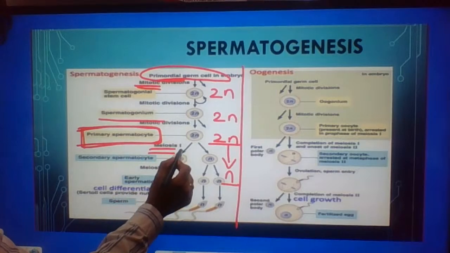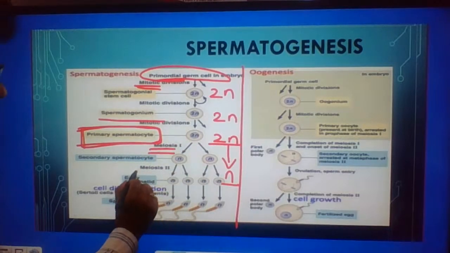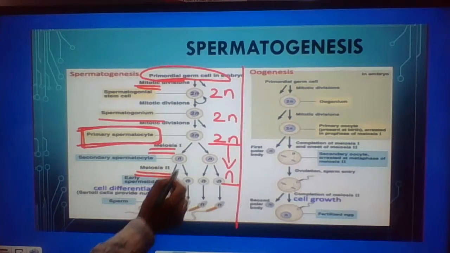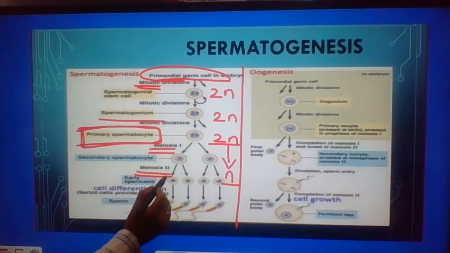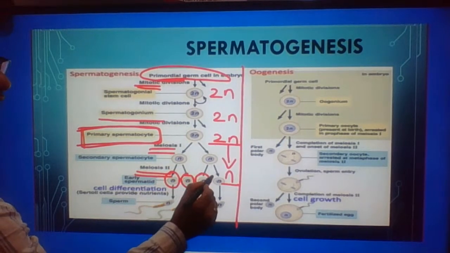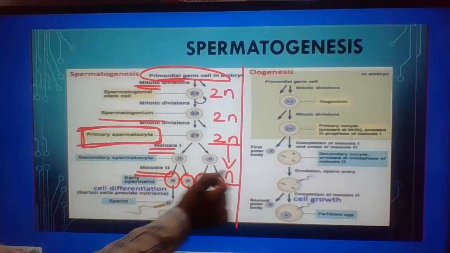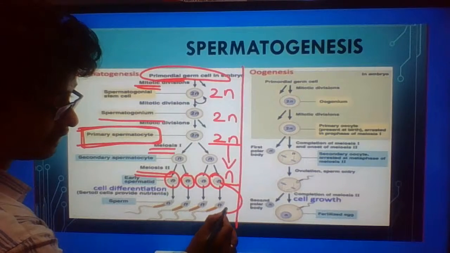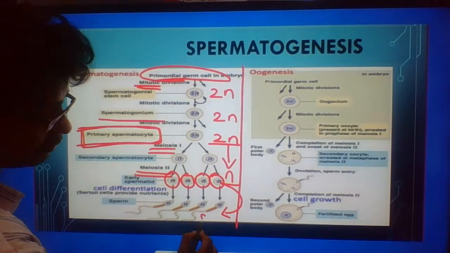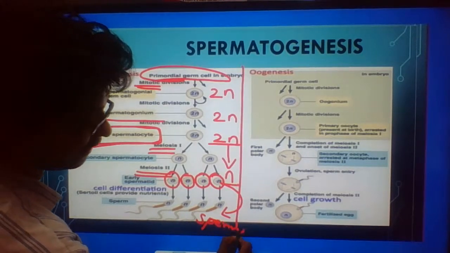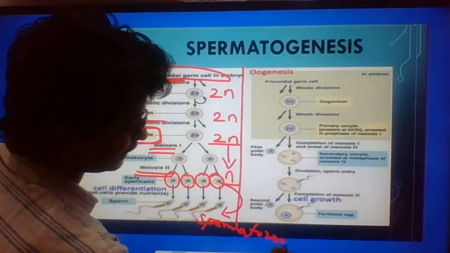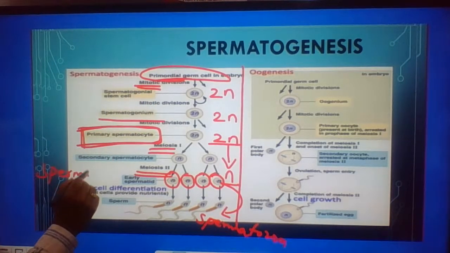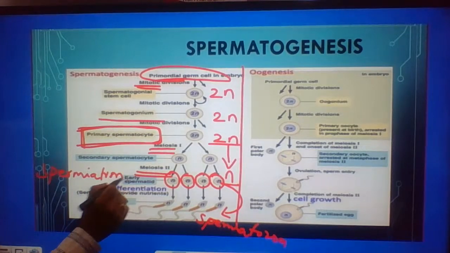So in the first meiotic division, the daughter cells produced by the reduction division undergo the second meiotic division. This leads to the formation of four haploid spermatids, from which spermatozoa are produced. At the last part, these get converted to sperms. The spermatozoa is produced at the last stage, and we call this spermiation. This is what I told you. This last stage is called spermiation.